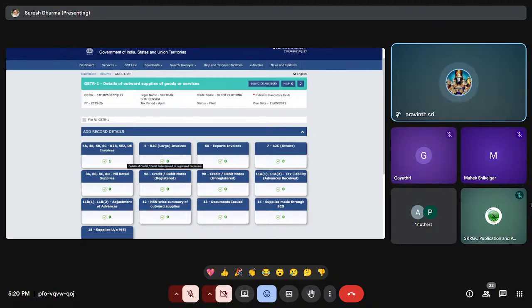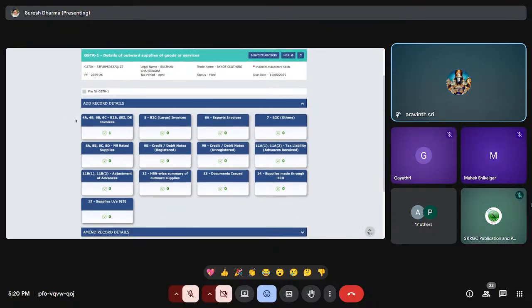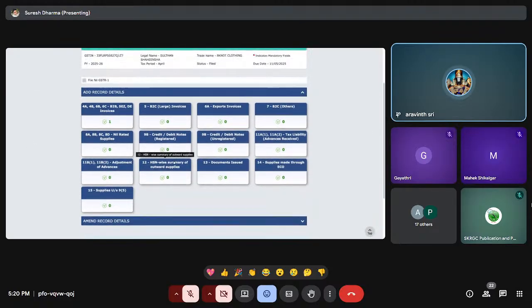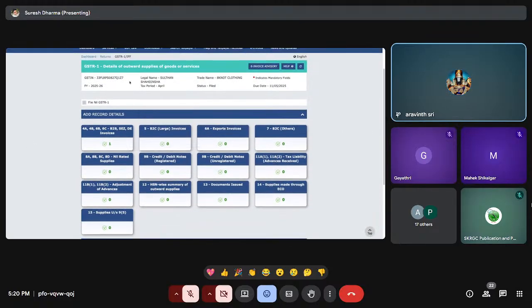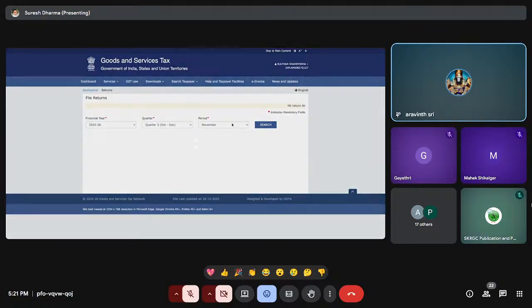Then we see B2C or B2B like that. I will explain one by one. Just to see the model of the site, here is the customer's client GST number and client legal name. What is the due date of the next one? Okay, one minute.